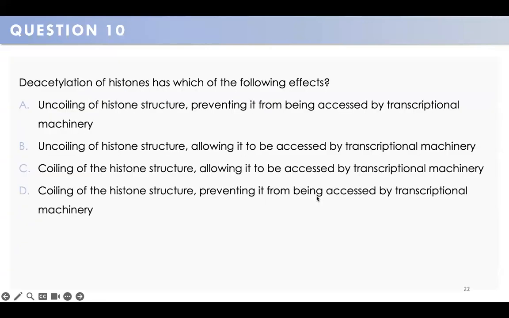Okay, now moving on to the 10th question. The acetylation of histones has which of the following effects? A, uncoiling of histone structure, preventing it from being accessed by transcription. B, uncoiling of histone structure, allowing it to be accessed by transcriptional machinery. C, coiling of histone, allowing it to be accessed by the transcription. D, coiling of histone, preventing it from being accessed by the transcription machinery.